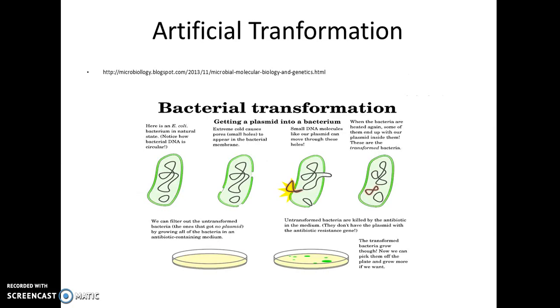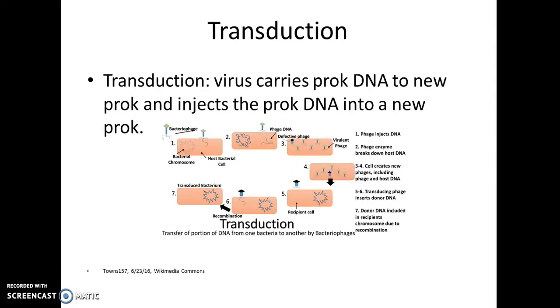Now on this slide, we have bacterial transformation. We're going to do this in the class. Don't worry about it. Just make sure you know that DNA is absorbed from a dead prok or with the insertion of a plasmid. Here's transduction, in which a bacteriophage, the only type of virus that attacks bacteria, will insert prokaryotic DNA instead of viral DNA into a prokaryote.